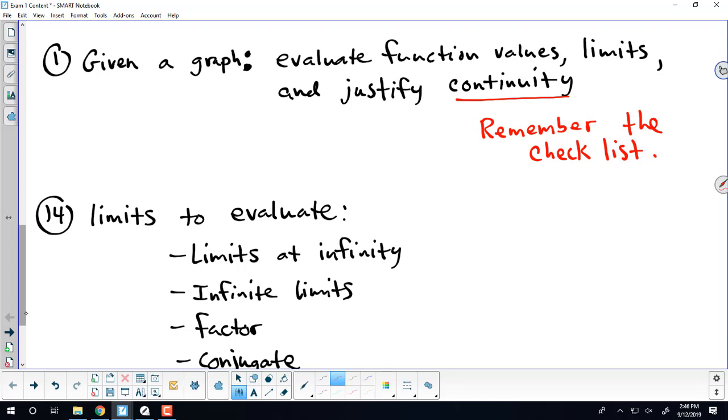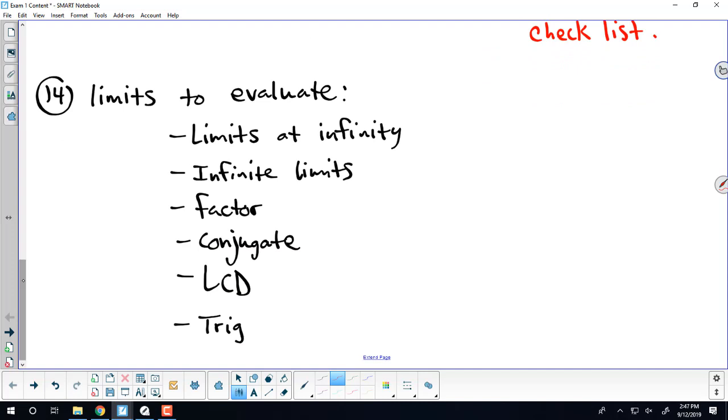I know this is really generic, but there are 14 questions about limits to evaluate, and those could cover any limit we've seen: limits at infinity, infinite limits, ones you have to factor, ones you have to use the conjugate, ones you have to simplify using the lowest common denominator. There's trigonometric limits, and we can certainly look at some examples, but I know that's not terribly specific. There are a lot of limit questions.